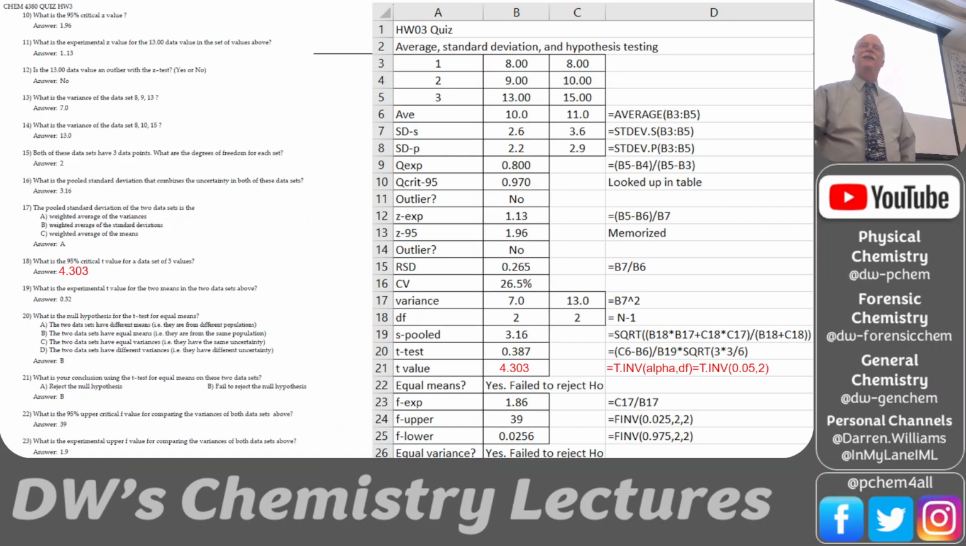I want to compliment you on bringing forward the error, finding the error that the t inverse here should be alpha, not alpha over 2. So I went through and changed that number and then regraded and fixed that. But it's 4.303 is the 95% confidence t-value. So thank you for bringing that to my attention.